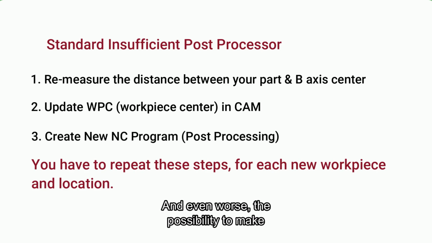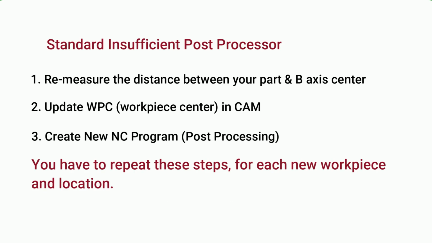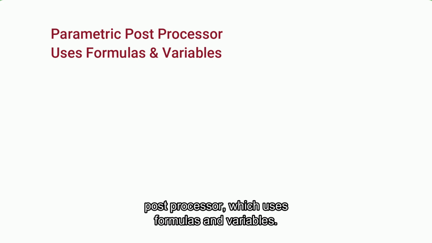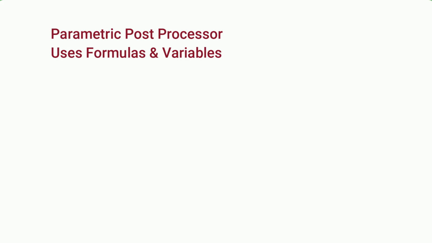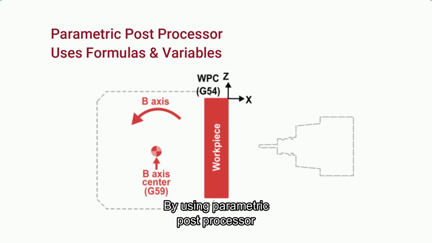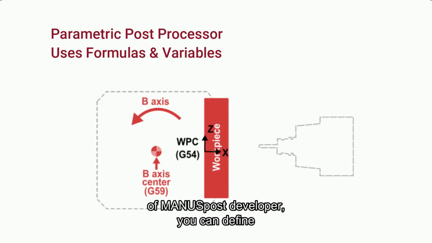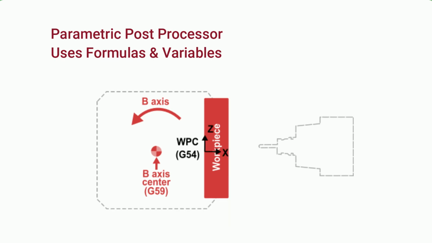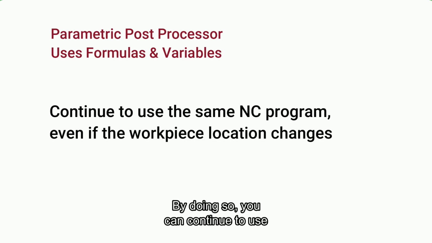And even worse, the possibility of making a mistake is really high, since you have to recreate a new NC program for each new part. This is exactly why we developed our parametric post processor, which uses formulas and variables. By using the parametric post processor of Monospost Developer, you can define anywhere you want on the workpiece as your workpiece 0 offset. By doing so, you can continue to use the same NC program, even if your workpiece location changes.